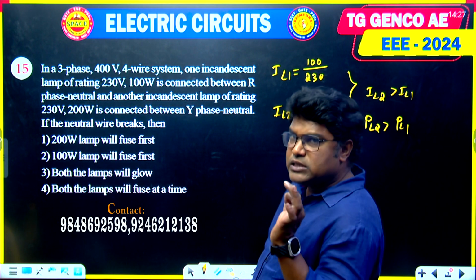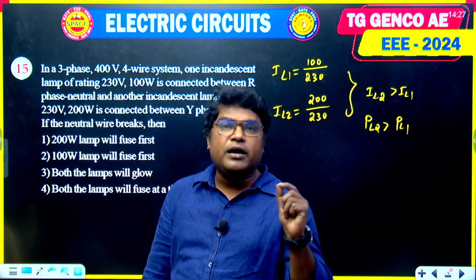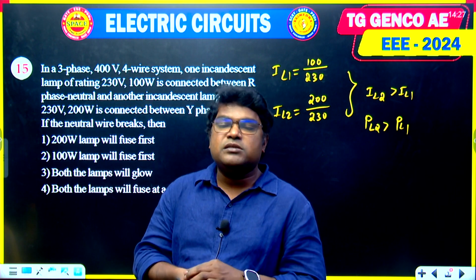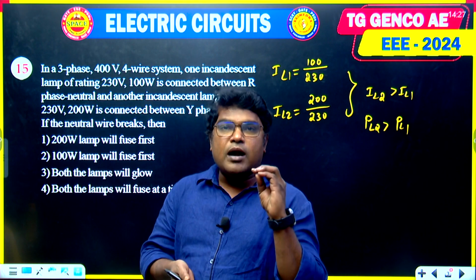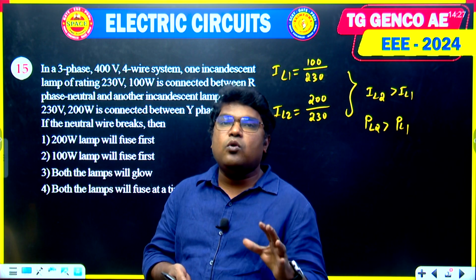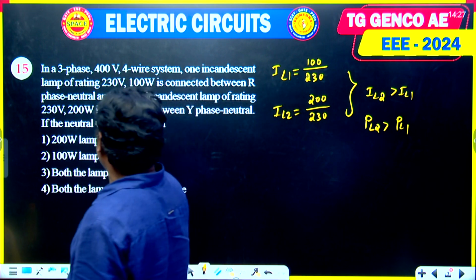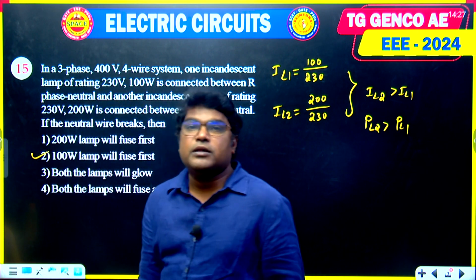If the neutral wire breaks, the 3-phase system will become unbalanced. Due to the unbalance in the 3-phase system, the lamp which has the lower wattage will fuse first. So which one? The 100 watts lamp will fuse first. So option 2 is correct for this question.